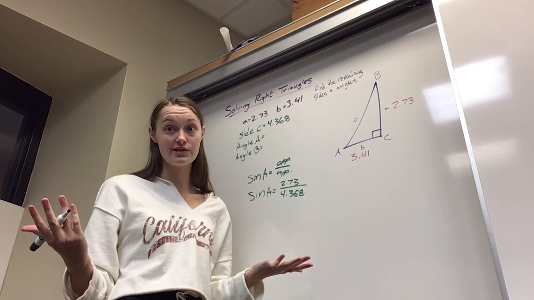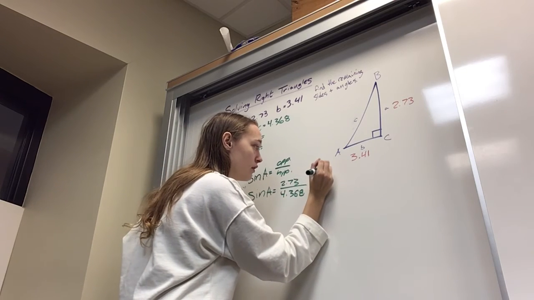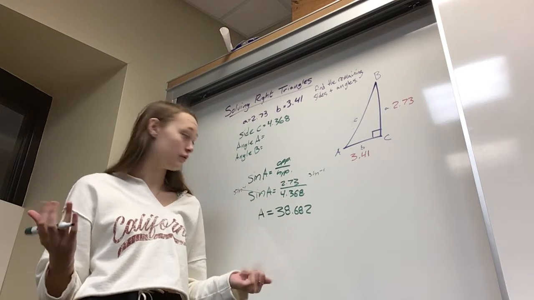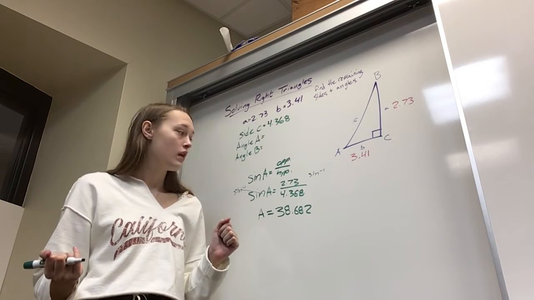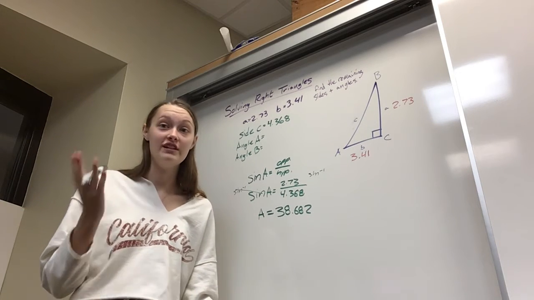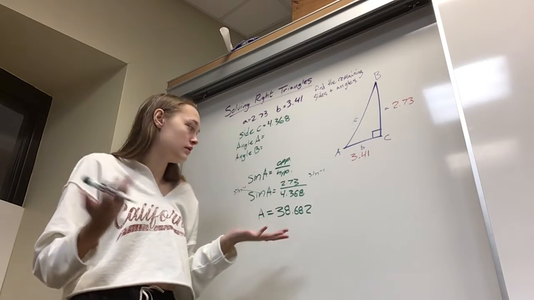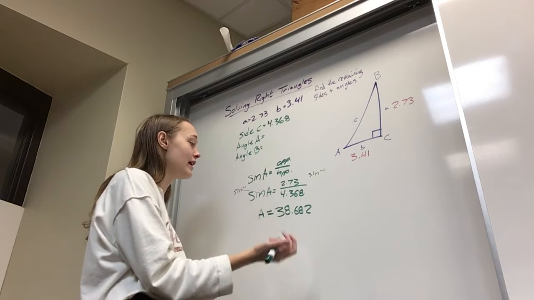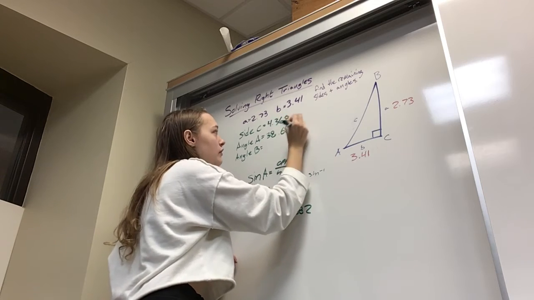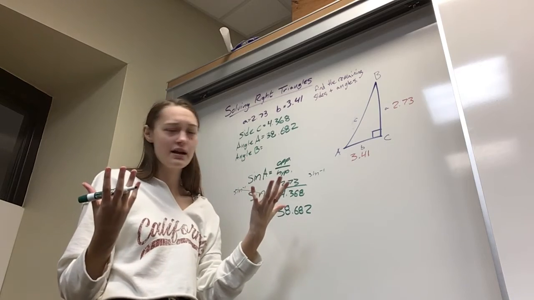After that, we can take the inverse sine of both sides, sine^-1 of both sides, which cancels out the sine, and we get A equals 38.682. I just used my calculator for that. There's an inverse sine button, an inverse cosine button, and an inverse tangent button. So you can choose any of your three functions to use to figure out your angles. So now we know angle A is 38.682.